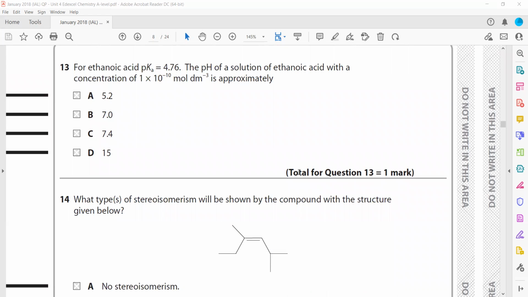Then for ethanoic acid, pKa is 4.76. The pH of a solution of ethanoic acid of concentration 1 × 10 power -4. So basically, we have the concentration, we have the pKa. So using this, we will work it out.